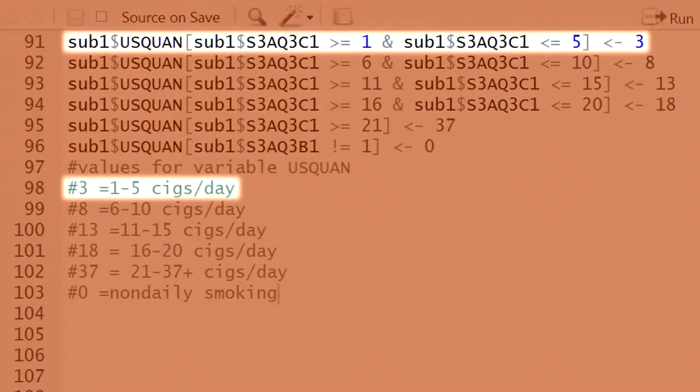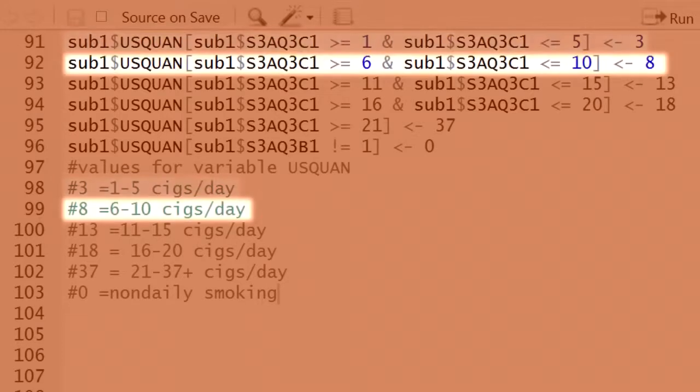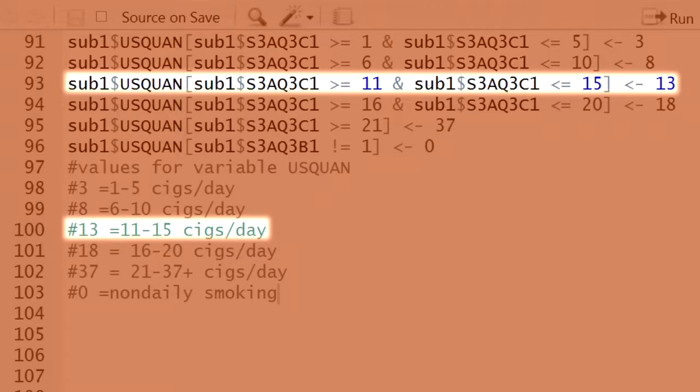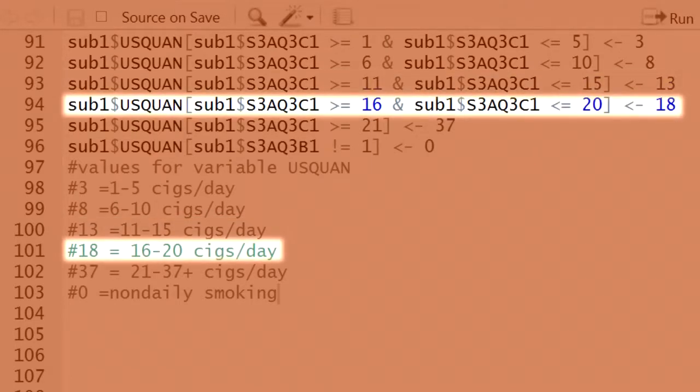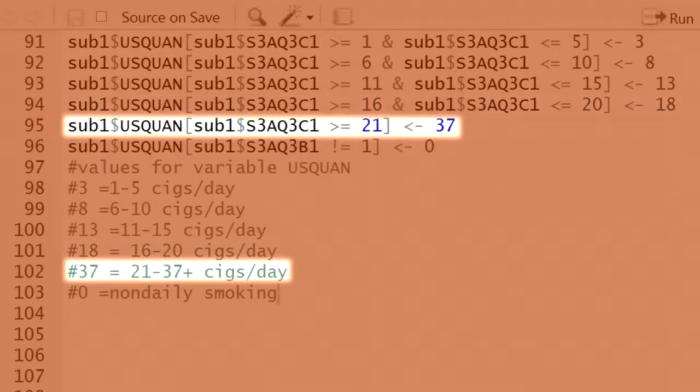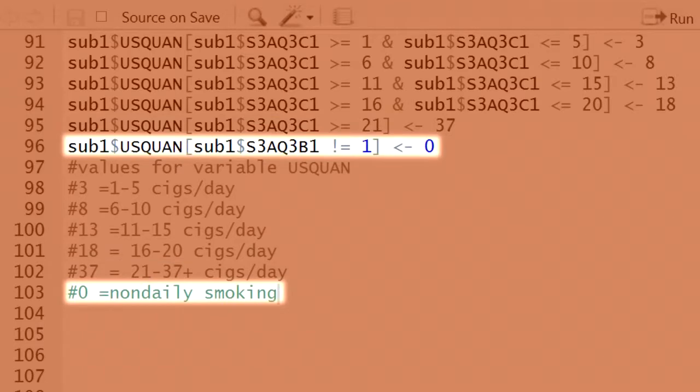3 indicates those smoking 1 to 5 cigarettes per day. 8 indicates 6 to 10 cigarettes per day. 13 indicates 11 to 15 cigarettes per day. 18 indicates 16 to 20 cigarettes per day. And 37 indicates greater than 20 cigarettes per day. 0 will indicate non-daily smokers.